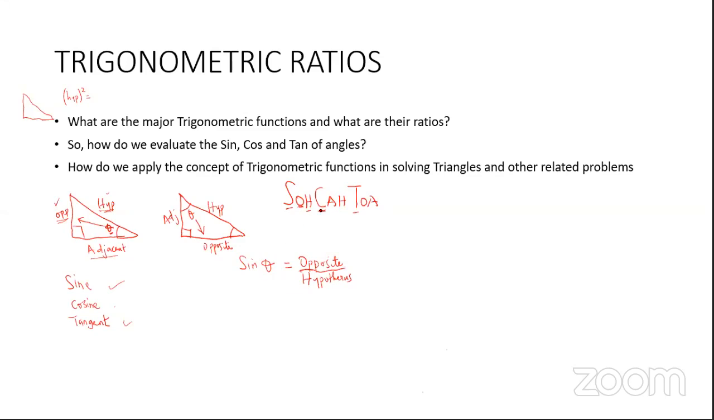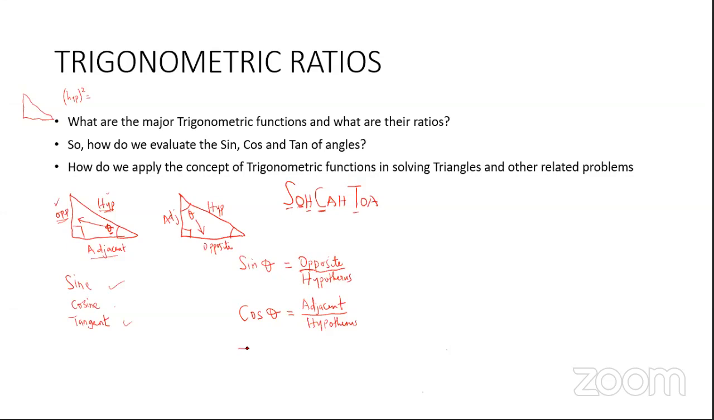The C, I've told you, means cosine. We shorten it to cos theta, and it is equal to what? The ratio of the adjacent side to the hypotenuse. So we say adjacent over hypotenuse. That is what we mean by the cosine, cos theta.